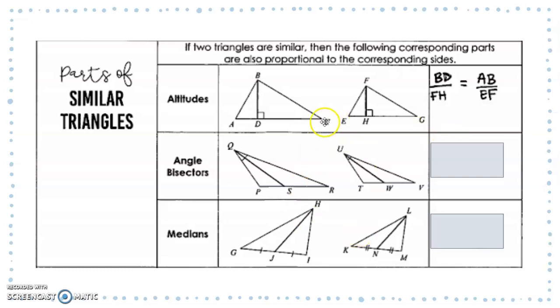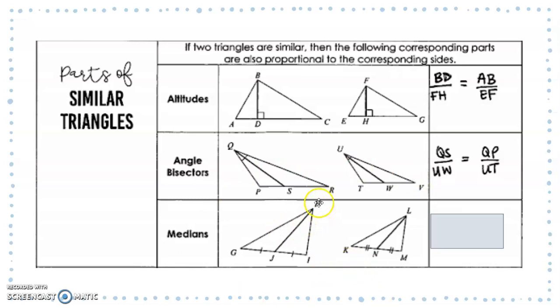Looking at the angle bisector, it is line QS and line UW. It's what cuts my angle directly in half. When I set up that proportion, it's going to be the angle bisector line, so QS over UW is equal to the side of my triangle. So in this case, we're going to use QP over UT. Again, we could have also used QR and UV, but just making sure we're using that same part in each triangle.